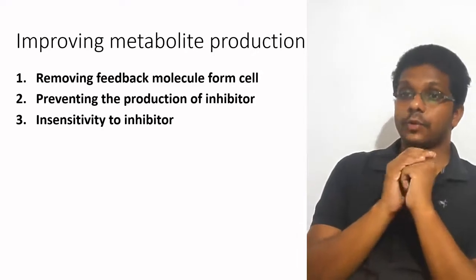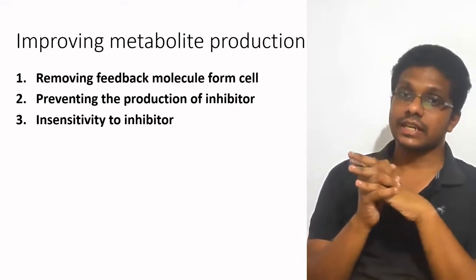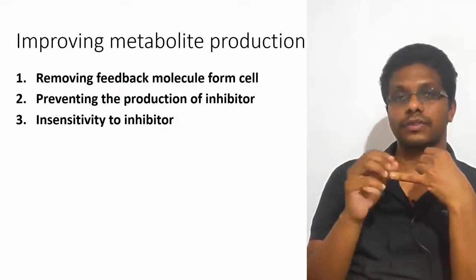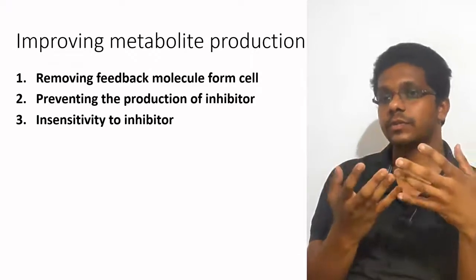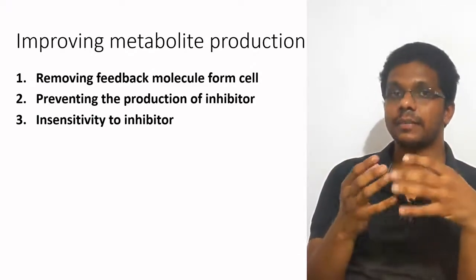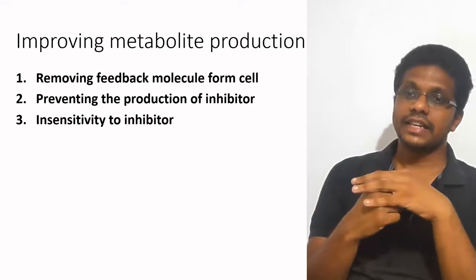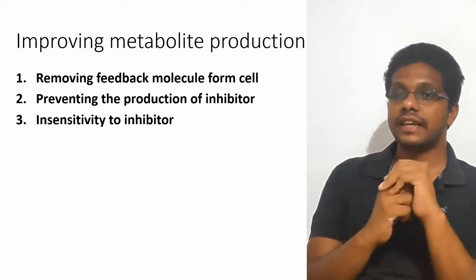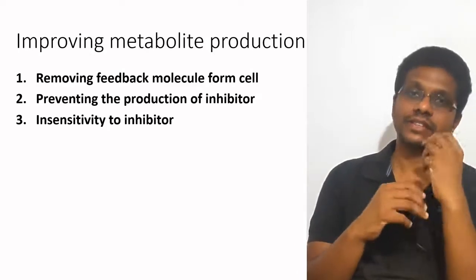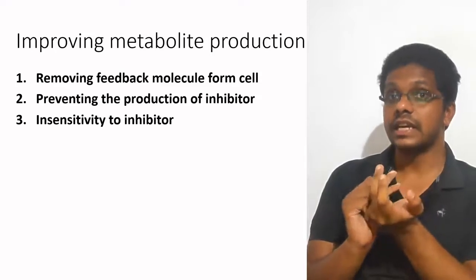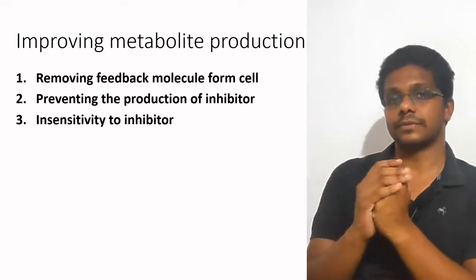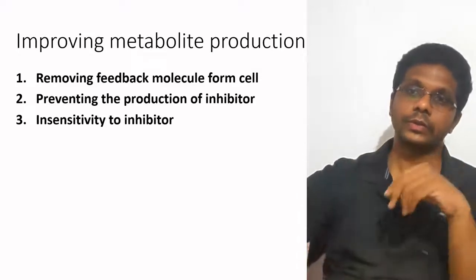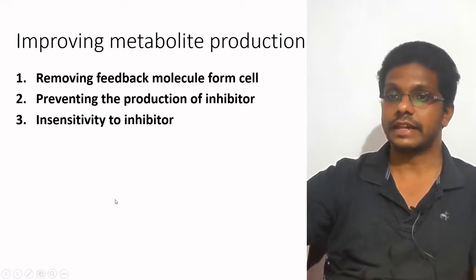To improve metabolites, both primary and secondary metabolites, strain improvement uses three different strategies. First one is removing the feedback molecule from the cell. We can remove the feedback molecule from the cell by increasing the permeability of the cell. Secondly, preventing the production of inhibitor. The production of inhibitor itself is prevented. And finally, insensitivity to inhibitor. The enzyme which is responsible for the feedback inhibition and repression will become insensitive. So even in the presence of inhibitor, the inhibition doesn't happen. I'm going to explain these three in detail.